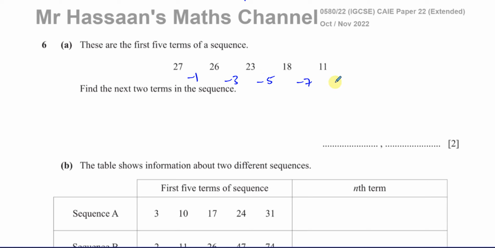So then that means the next one is going to be going down by 9, and 11 minus 9 is 2. And the next one is going to be going down by 11, and 2 minus 11 is -9. So we can see the next 2 terms are 2 and -9. They did not ask us for the nth term. At the end, I'm going to show you how we would find the nth term if we were asked to, after I finish part B.